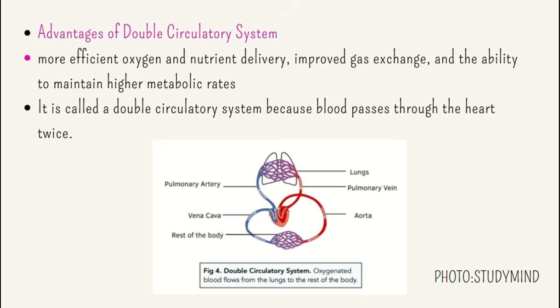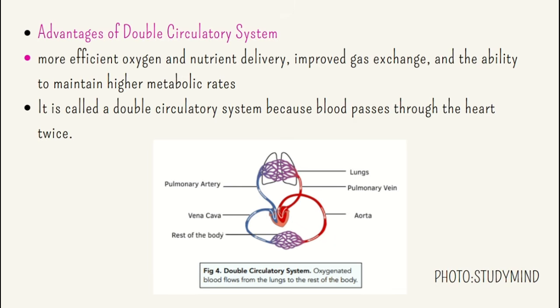So, we said before that we have, as humans, a double circulatory system, right? And we said that blood passes through the heart twice. That is what we said. Now, why is it so advantageous to have a double circulatory system?